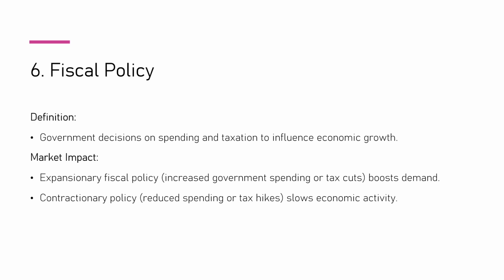Expansionary policies, such as increased government spending or tax cuts, can boost demand, driving stock market gains and benefiting cyclical industries like consumer goods and construction. On the other hand, contractionary policies like tax hikes or reduced government spending can slow economic activity, impacting corporate earnings and market sentiment. Traders monitor fiscal decisions to anticipate shifts in market trends, adjusting their positions accordingly.